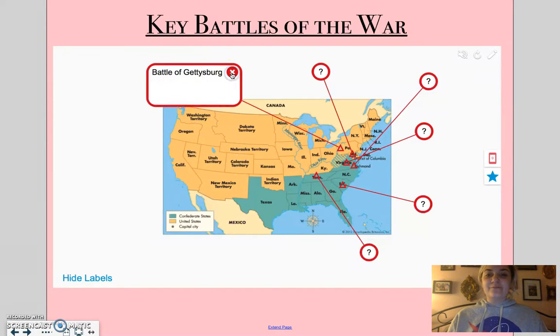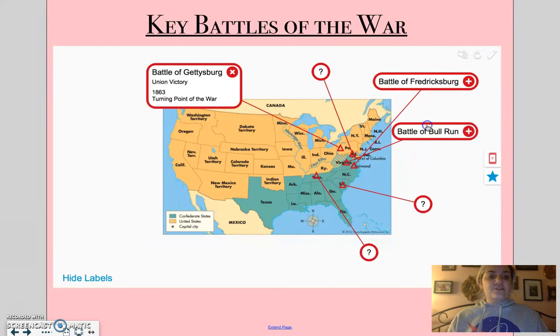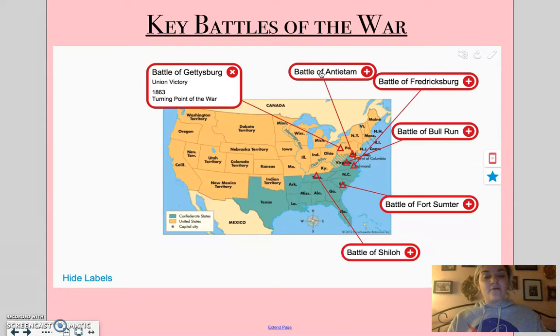And then you click the plus mark and it gives you a little bit more information about each. So we can see that the Battle of Gettysburg was a Union victory. It happened in 1863, and it was a turning point of the war. We could do this for each of these, and then the students would learn a little bit more about where these battles took place, how spread out they were over the eastern United States.